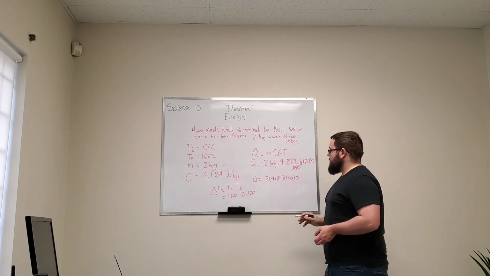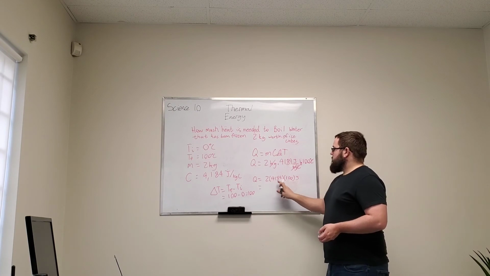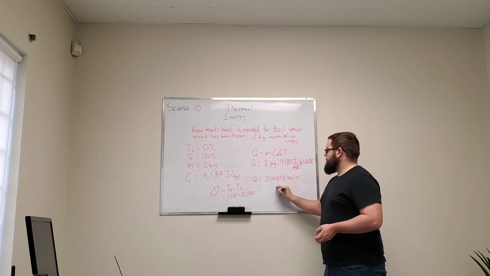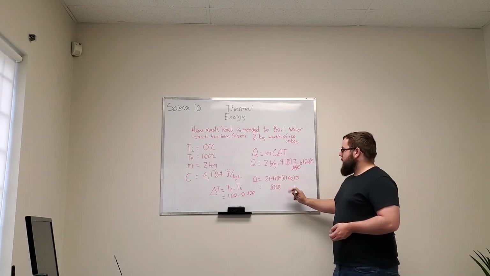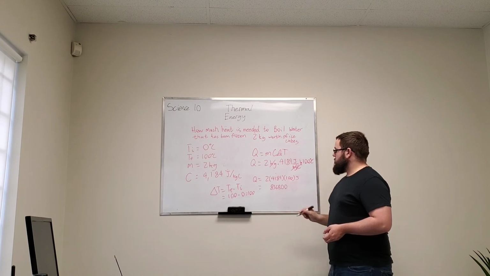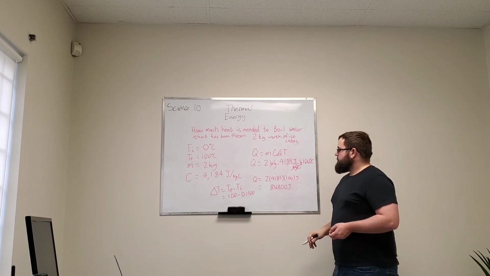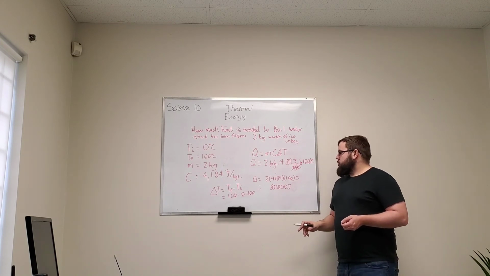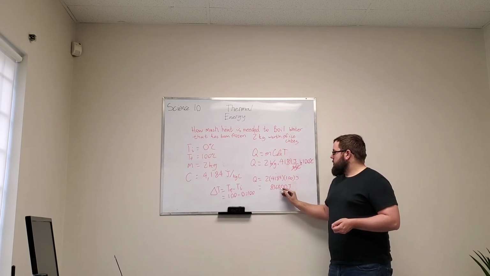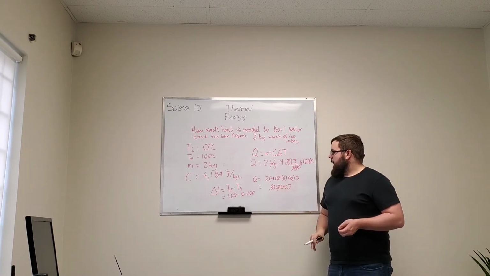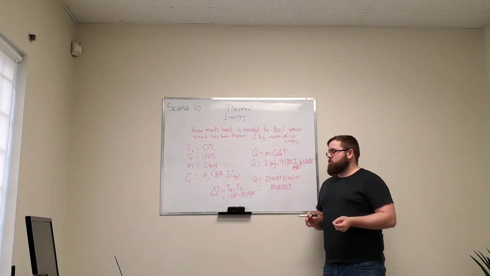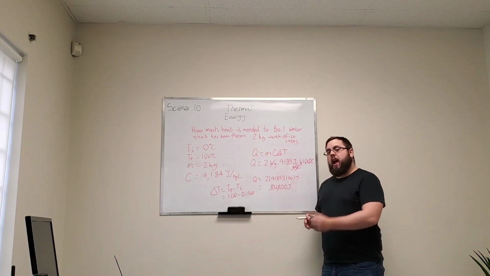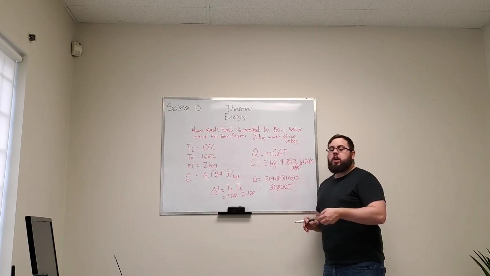So let's have a look here, a little bit of quick mental math. 2 times 4 is 8, 2 times 8 is 16, put the 1 up here, 2 times 1 is 2 plus 1 is 3, 2 times 4 is 8, and then we're multiplying it by 100, so we've got 2 extra zeros here. All right, so it should take us 836,800 joules of energy to take 2 kilograms of ice to boil it.